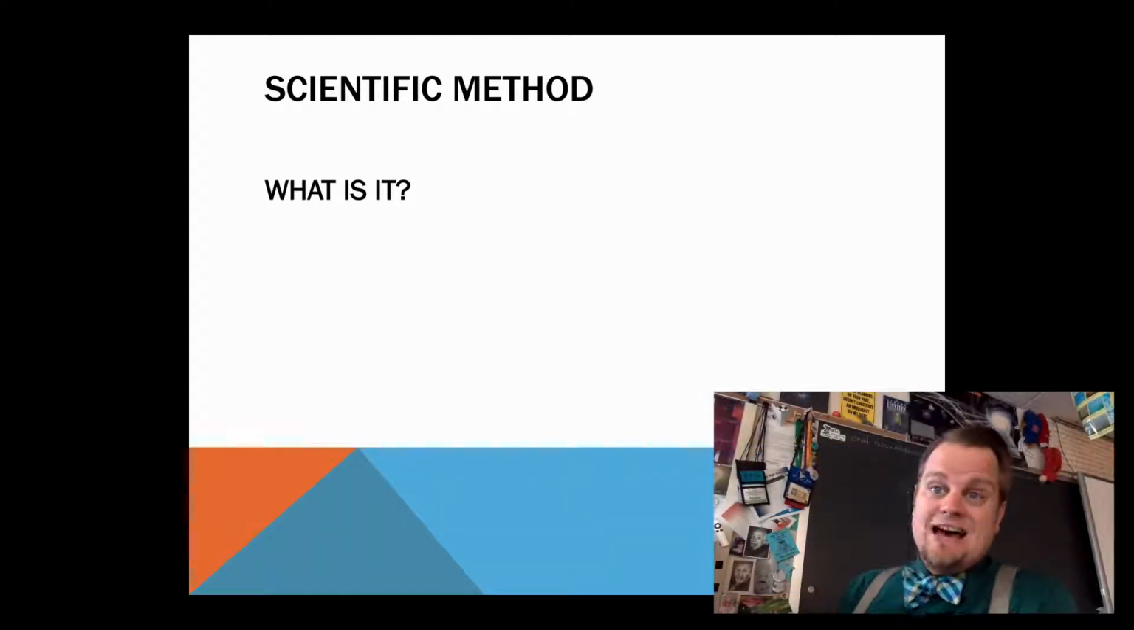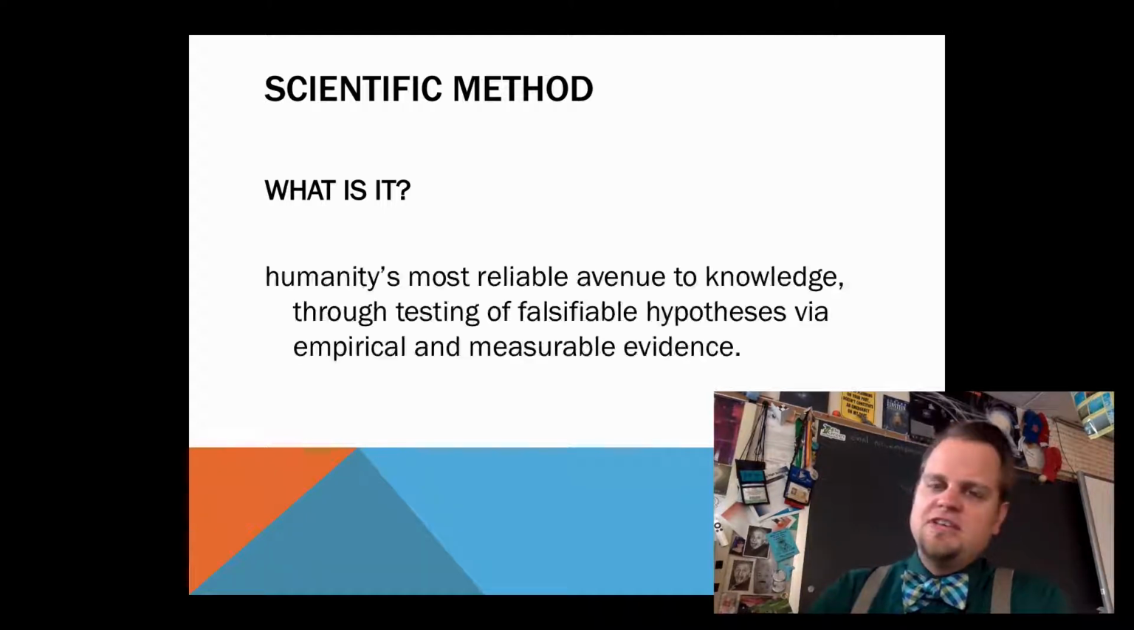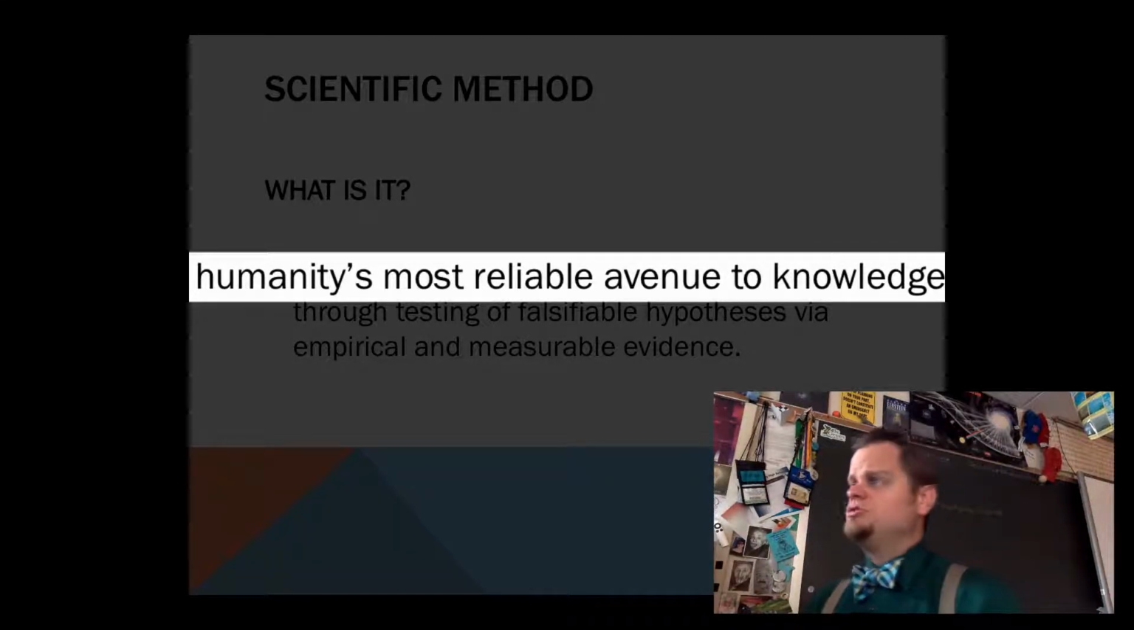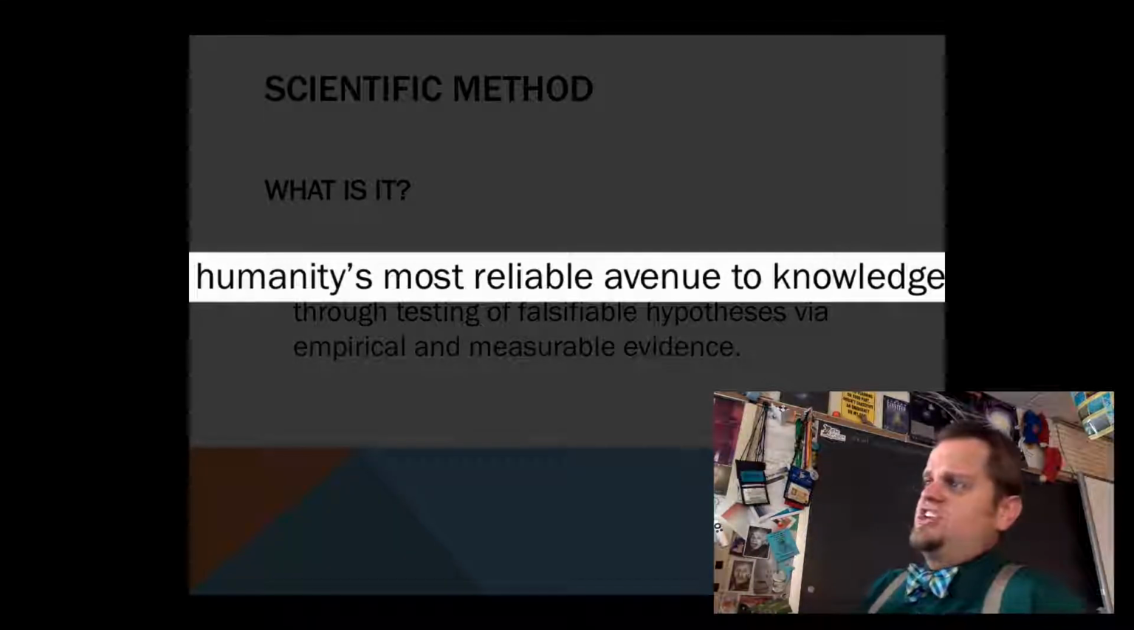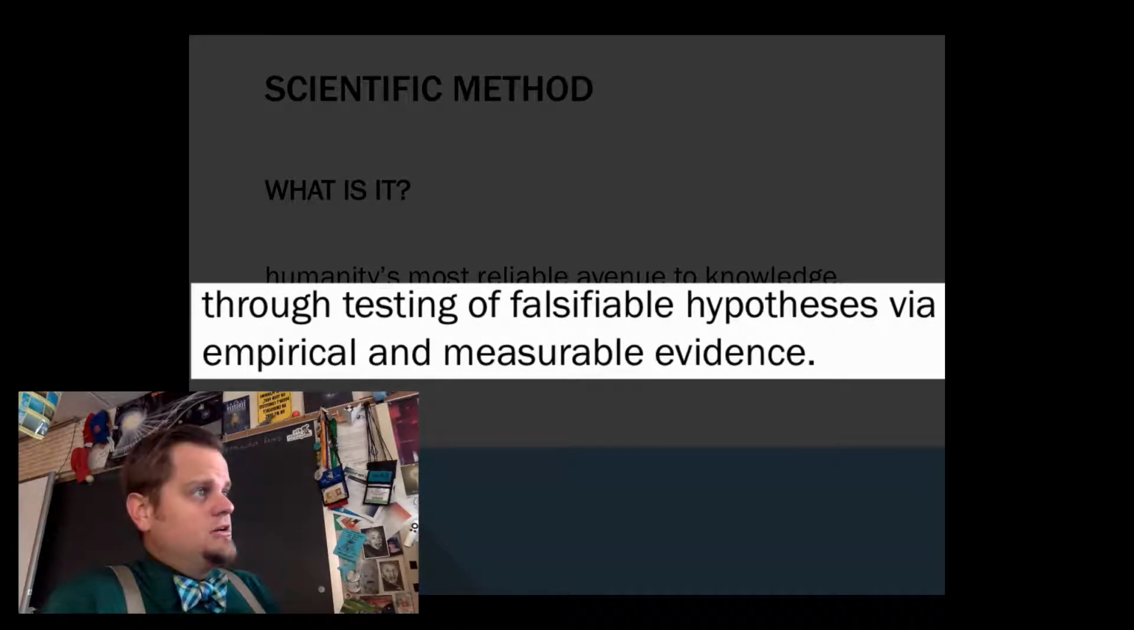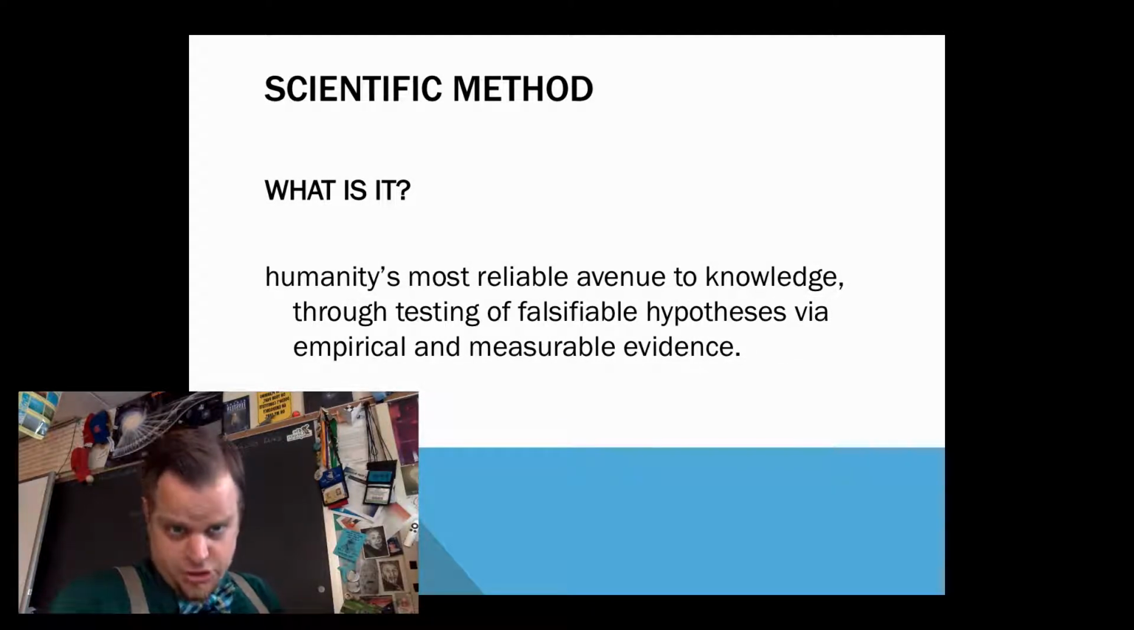So let's dive a little deeper into the scientific method itself. Okay, we defined some terms, but what is the scientific method? Well, first of all, the scientific method is humanity's most reliable avenue to knowledge. And that's through testing of falsifiable hypotheses via empirical and measurable evidence. That's a lot of long words.